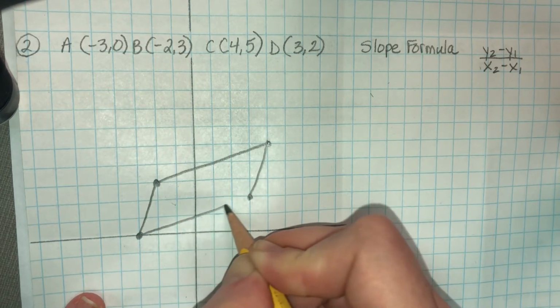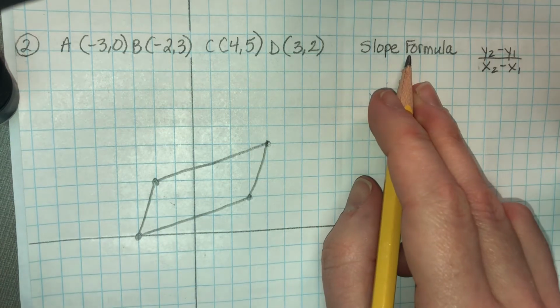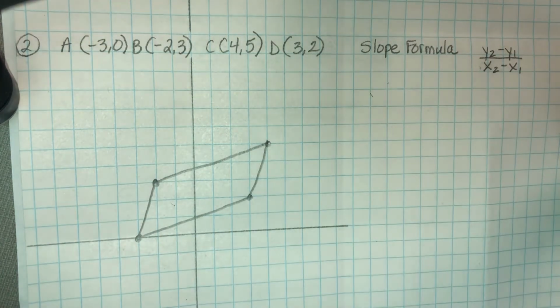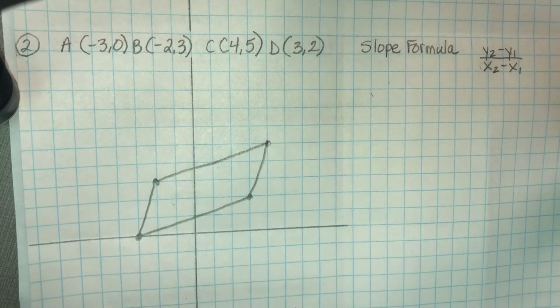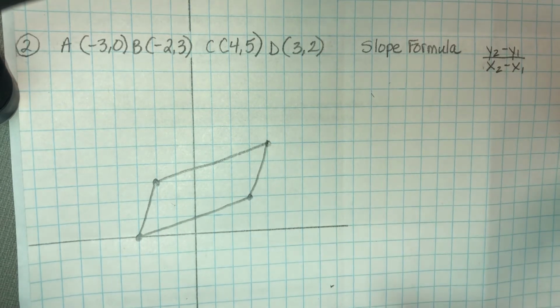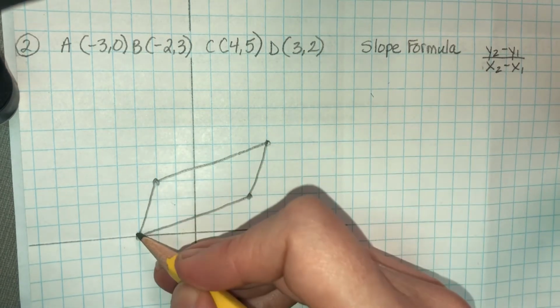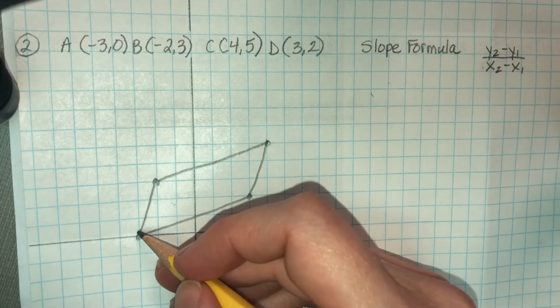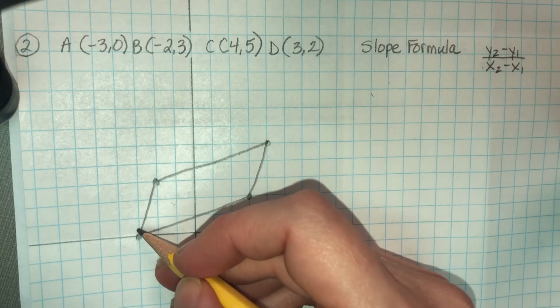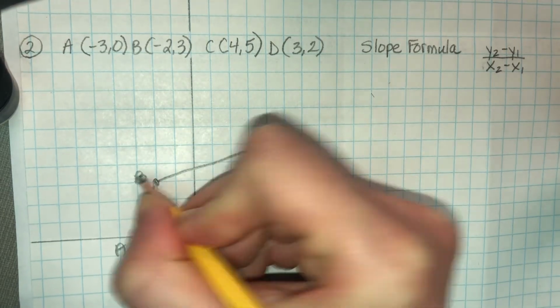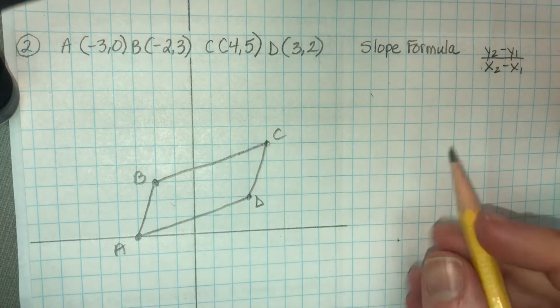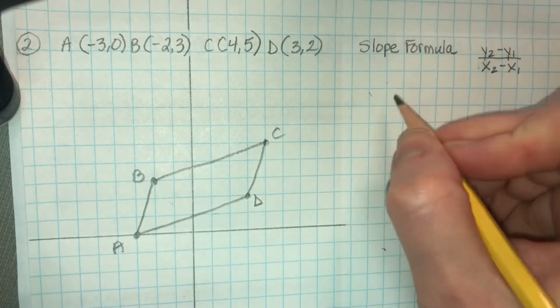Well, on a rectangle, the slopes of the consecutive sides should be opposite reciprocals of each other. So if I take any two sides and find their slopes, and they are touching sides, then their slopes should be opposite reciprocals if they make a 90-degree angle, so they're perpendicular lines. So let's see, this is A, B, C, and D. Let's find the slope of the line AB first.